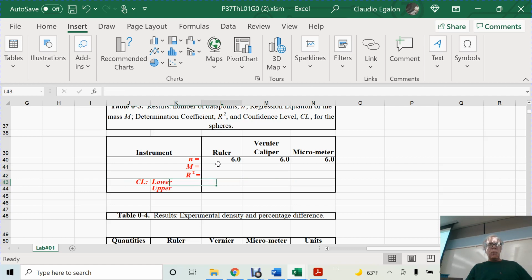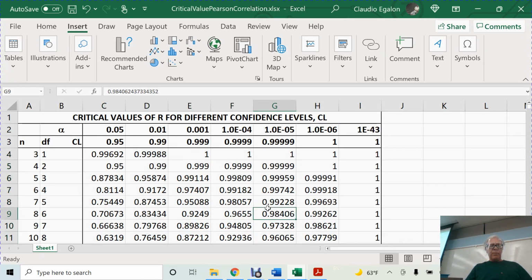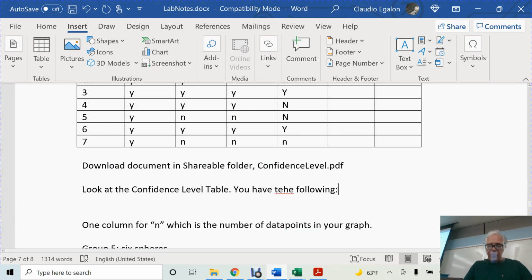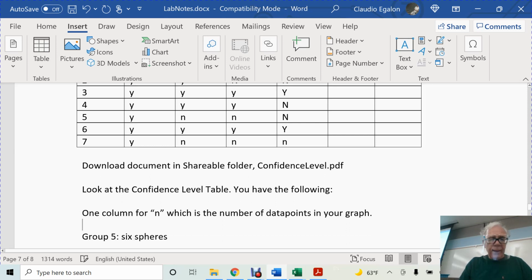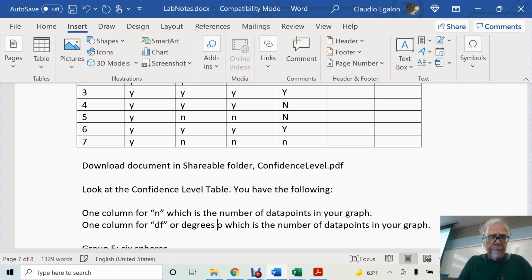Now we are going to use r square and n to find out the CL. Let's see how we use that table. Many students get a little confused. So suppose I have the following: one column for n, one column for df, or degrees of freedom, which is equal to n minus 2.